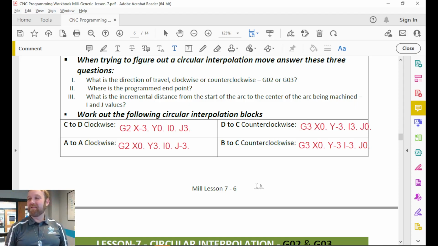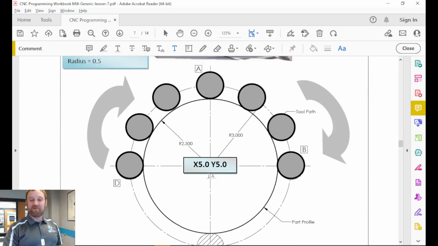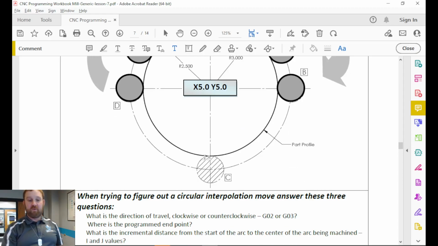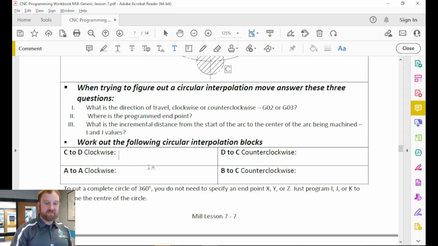All right. So those are what it's like when it's right in the middle. Now the next page, the origin of the circle is at X5, Y5. Now let me just tell you a little secret there. That only affects the X and Y endpoint of the circle. The incremental distances are all going to be the exact same, because the incremental distance from the start of rotation to the center of rotation has nothing to do with the absolute center of the circle. So like for C to D here, it's going clockwise.